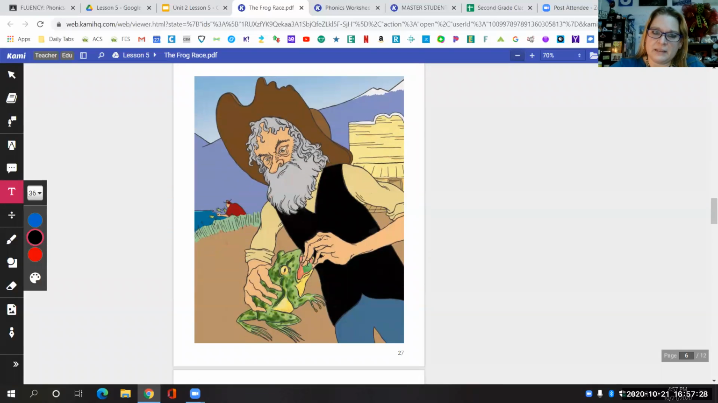Look at him feeding limes to that frog. And there's Big Jim over there. Look, he's chasing. I see 3 frogs. 1, 2, 3. He's chasing the frogs.